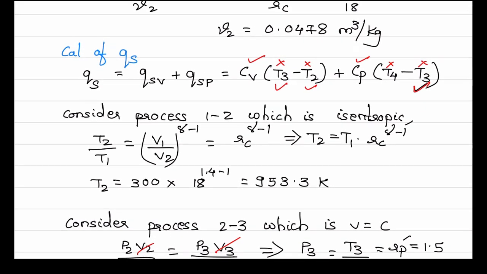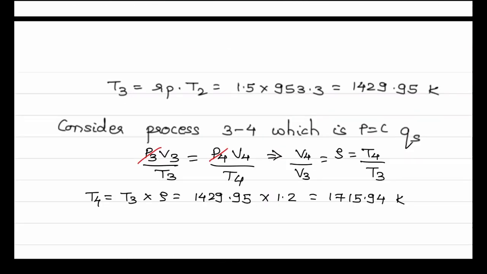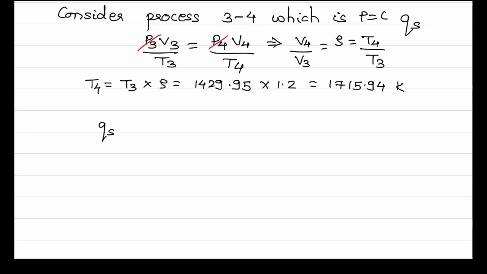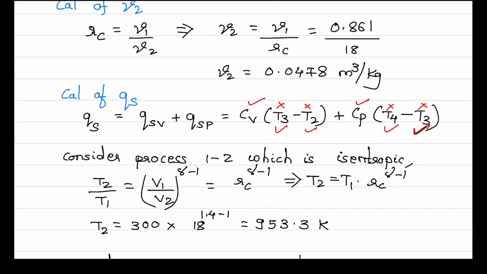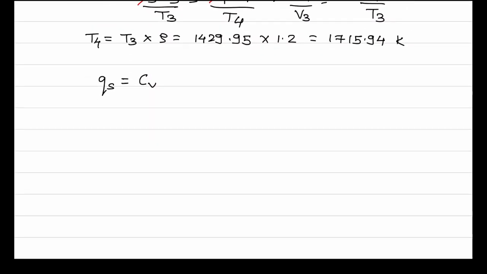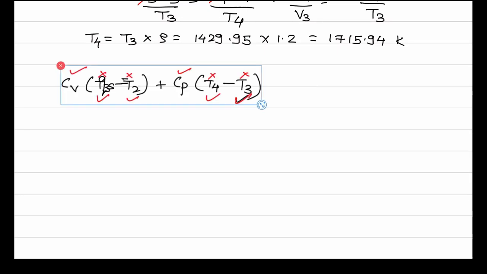Now this T4 is also calculated, so I can find the value of QS. Okay, so I'll write down QS is equal to Cv. Simply I'll copy this equation. So QS, this equation is there. Okay, so just substitute the values.